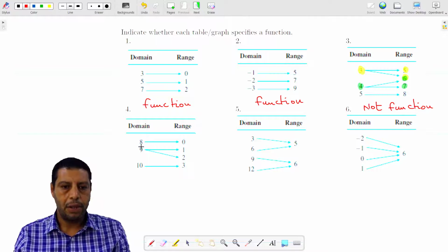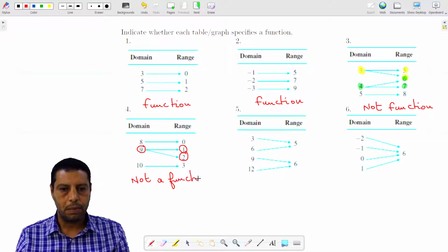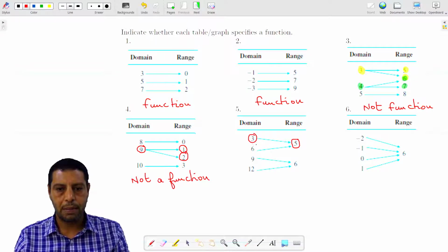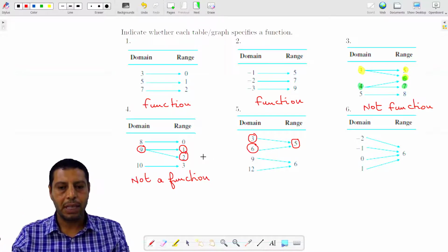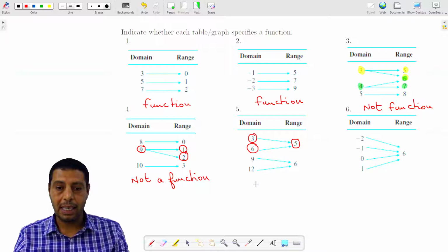In number 4, the 9 has 2 different outputs, the 1 and the 2. So it's not a function too. In number 5, we have the 5, which is the same output for 2 different inputs. But it's not forbidden in the function definition. You may have the same output for different inputs. What's forbidden is that an input has different outputs, okay? Therefore, in this case, it's a function.